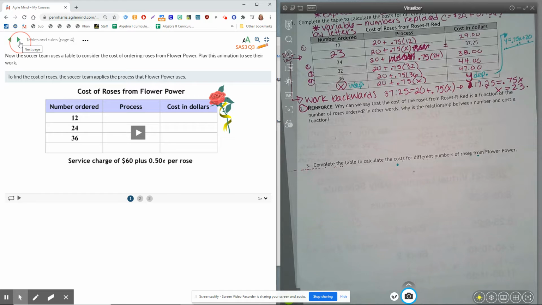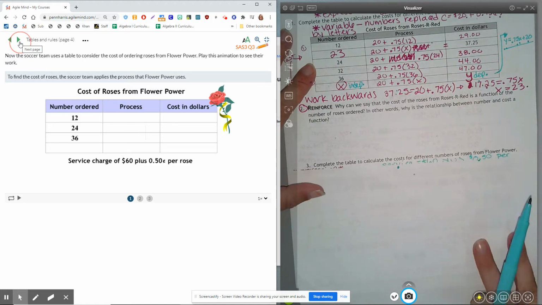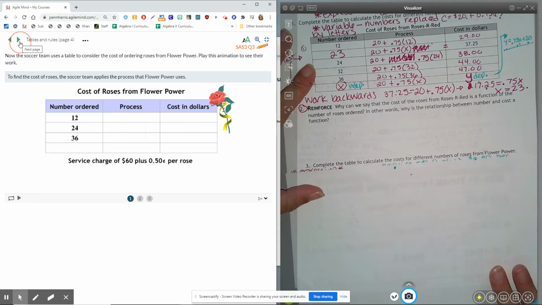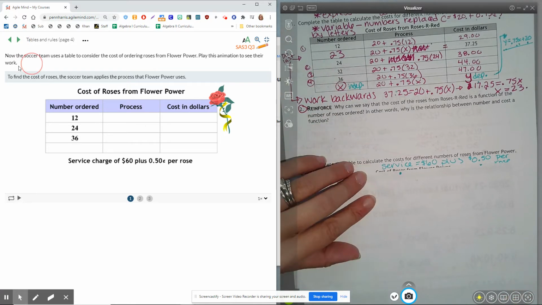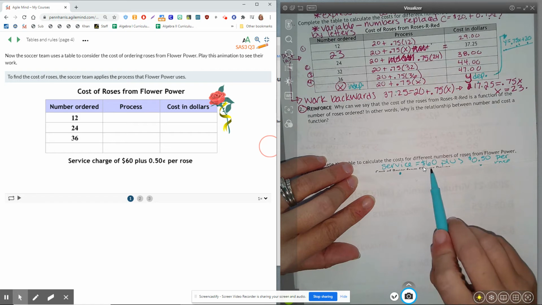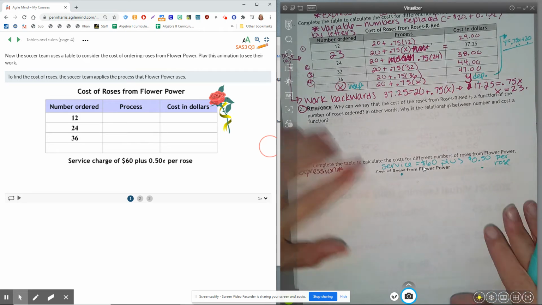Okay. So now we're going to do the same thing, except this time, instead of the Roses Are Red company, we are going to do the Flower Power company. Something I want you guys to remember, again, is that Flower Power had a $60 service fee, plus they charged 50 cents per rose. Okay, so let's start to fill out our table here.